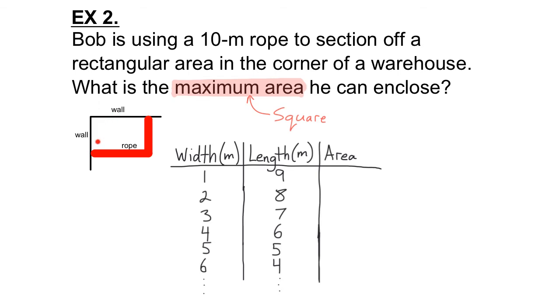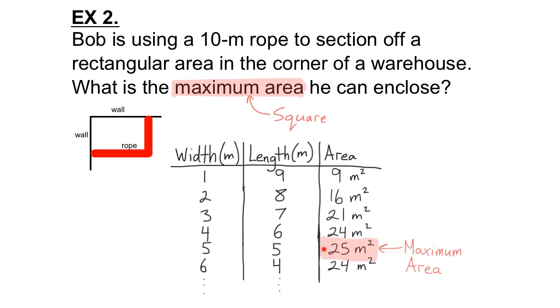But what's the area for the enclosed space for each of those possibilities? Well, area is length times width. So if we look at all the different possible widths with their lengths and what area they make, we find 25 meters squared is the maximum area. So the takeaway message here is if you have a question like this where you're just covering 2 sides of the rectangular area, a square is still the shape that gives you maximum area.